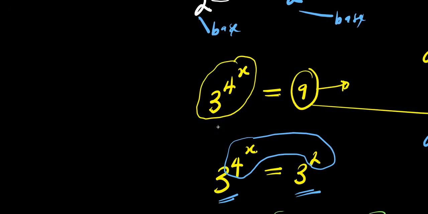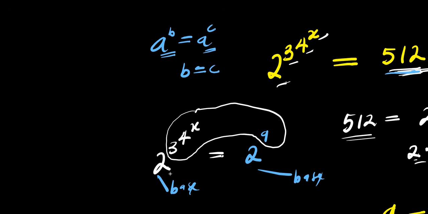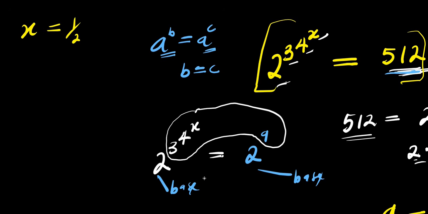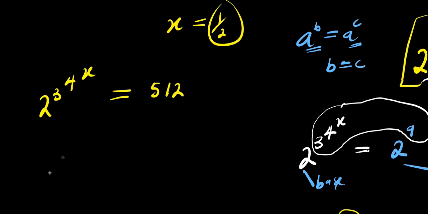Now, the next step we are going to take will be for us to insert that value back into this particular equation, and let's check if it's going to satisfy the equation. So we have x equals 1 over 2. So let's recopy the problem. We have 2 to the power of 3 to the power of 4 to the power of x equals 512. So let's substitute this value for x. We are going to have 2 to the power of 3 to the power of 4 to the power of 1 over 2 equals 512.